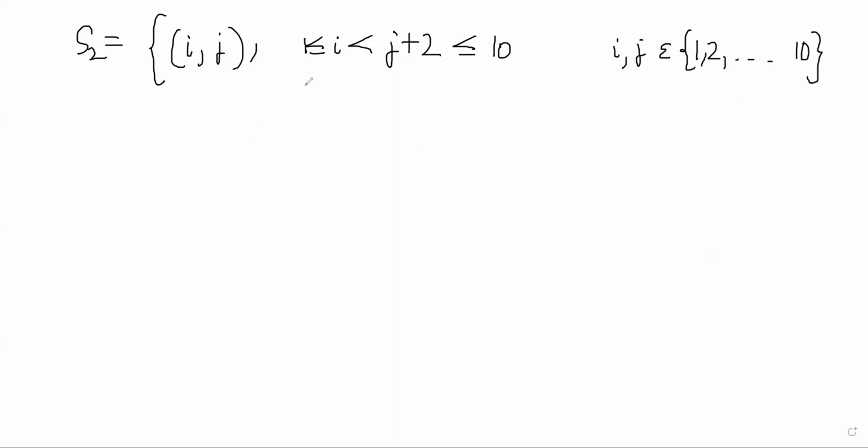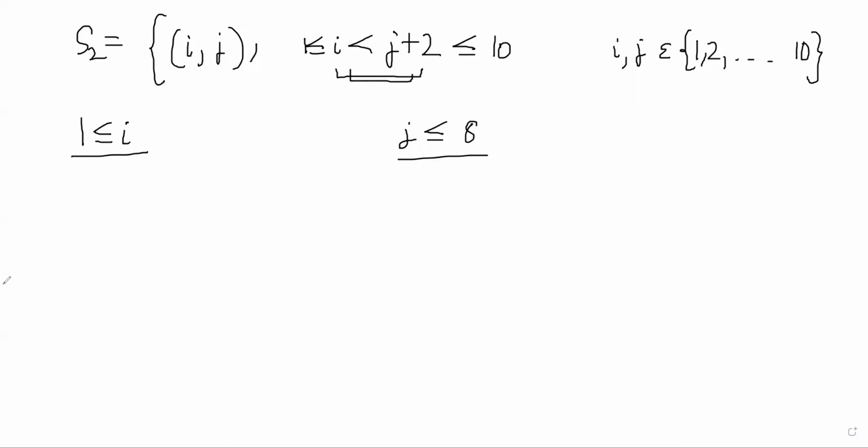So looking at these conditions, we can say immediately i is greater than or equal to 1 and j is less than or equal to 8, right? These are obvious conditions that we get. So now what we will do is we'll try to satisfy this middle inequality. This middle inequality has to be true.